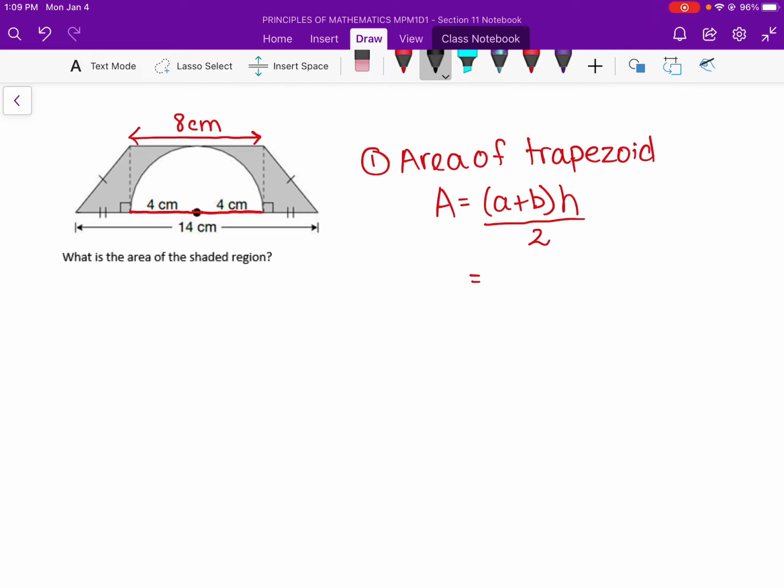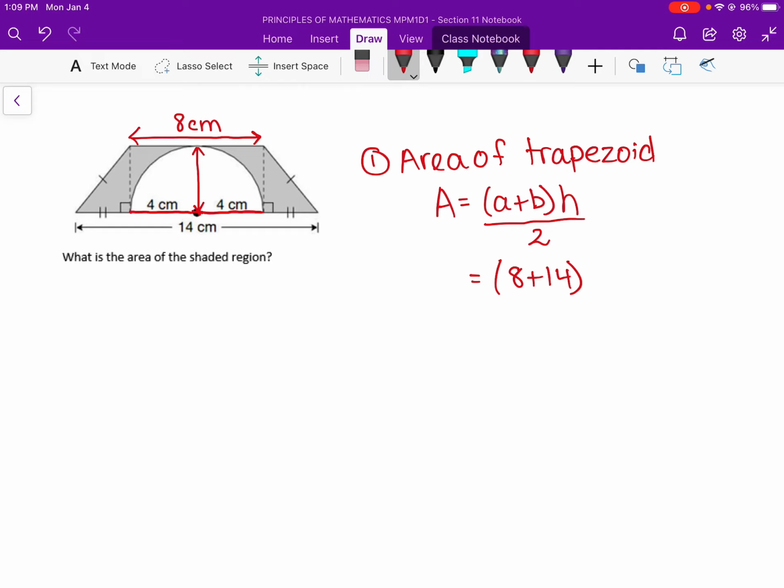And just in case we want to know how much this would be, do we even need to know that? Maybe we don't. Let's not figure that out. Okay, so we have A plus B, so 8 plus 14. Then we have to times it by the height. The height's from the top to the bottom.